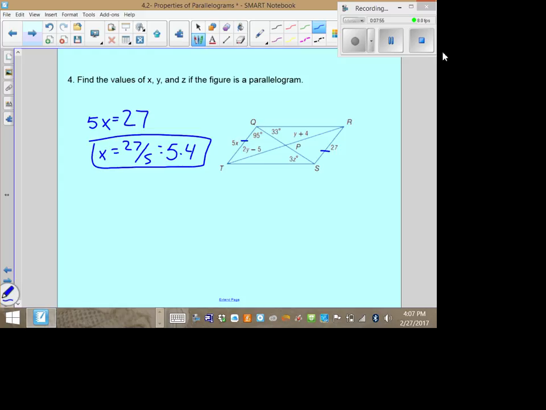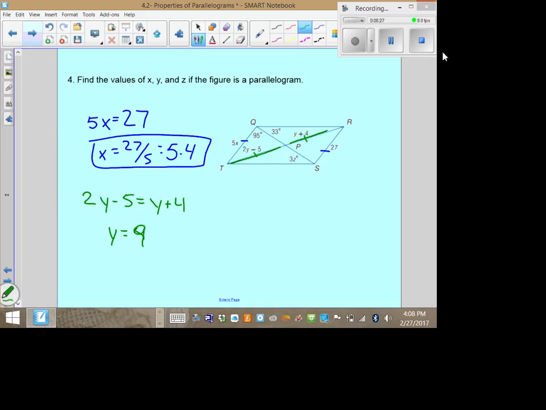Solving for y, we can see that we have this length and this length. So we have 2y minus 5 and y plus 4. So we're going to set those equal to each other because they're the diagonals and they bisect each other. So 2y minus 5 equals y plus 4. Solving, we will get y to be 9 by adding our 5 over and subtracting our y.